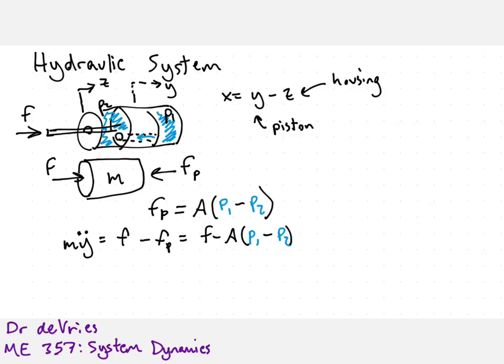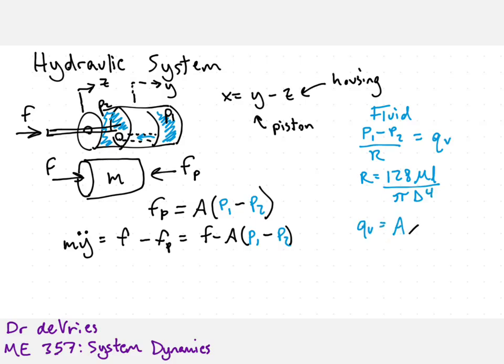And if we have our free body diagram there, it's a mass with two forces on it. So it's the force applied minus the force of the piston. And that force from the piston will be A, the area, times the difference in the pressures of the two chambers of the fluid. And we could analyze it through mechanical, and we can also analyze it as a fluid system. So in a fluid system, the change in our pressure over the resistance is equal to our volumetric flow rate.